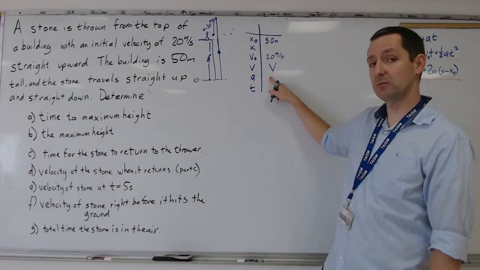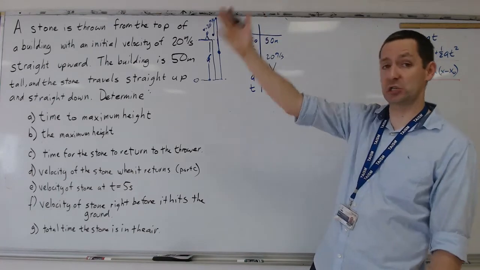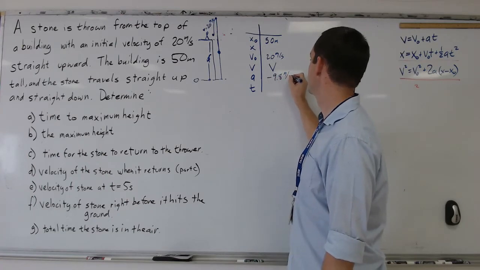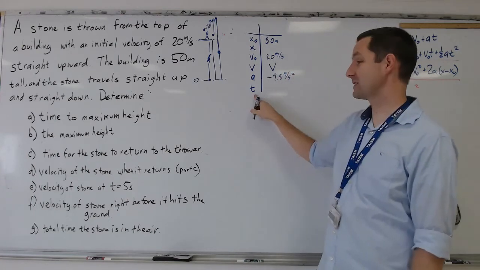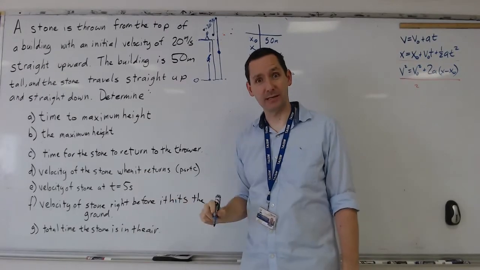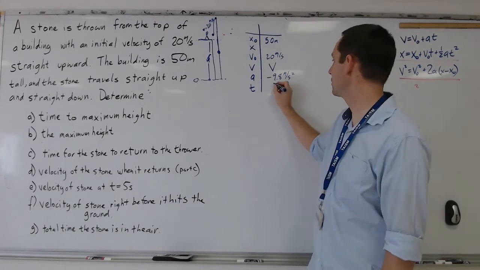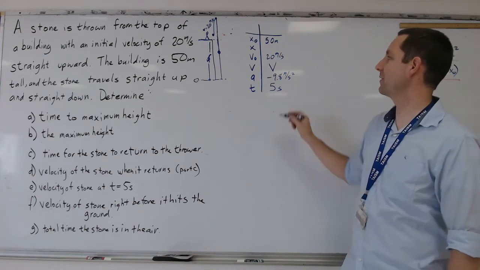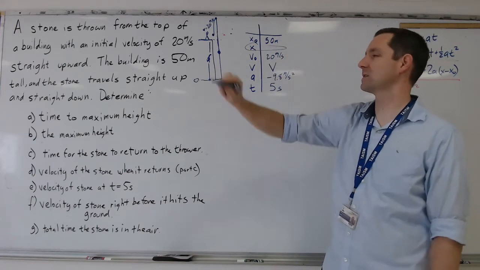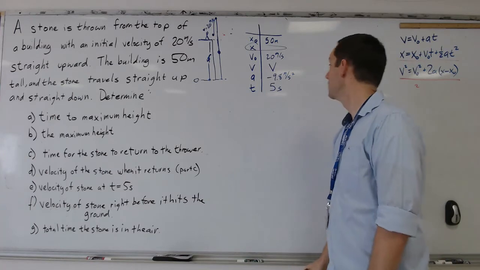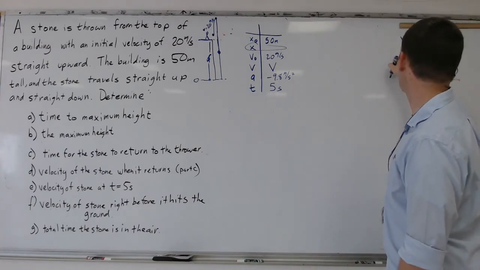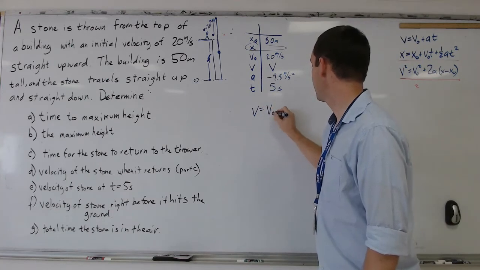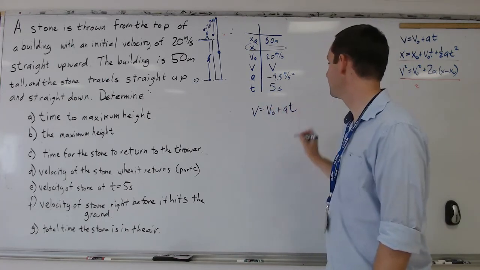The acceleration, remember, once it leaves the hand, acceleration everywhere then is negative 9.8 meters per second squared. And this time they actually give me the time. They tell me the time is 5 seconds. So we're going to go ahead and put in 5 seconds there. So looking at the information we have, again, we don't have x, so I'm going to avoid the x. So not this one, not that one. So we're going to go with the v equals v naught plus at.